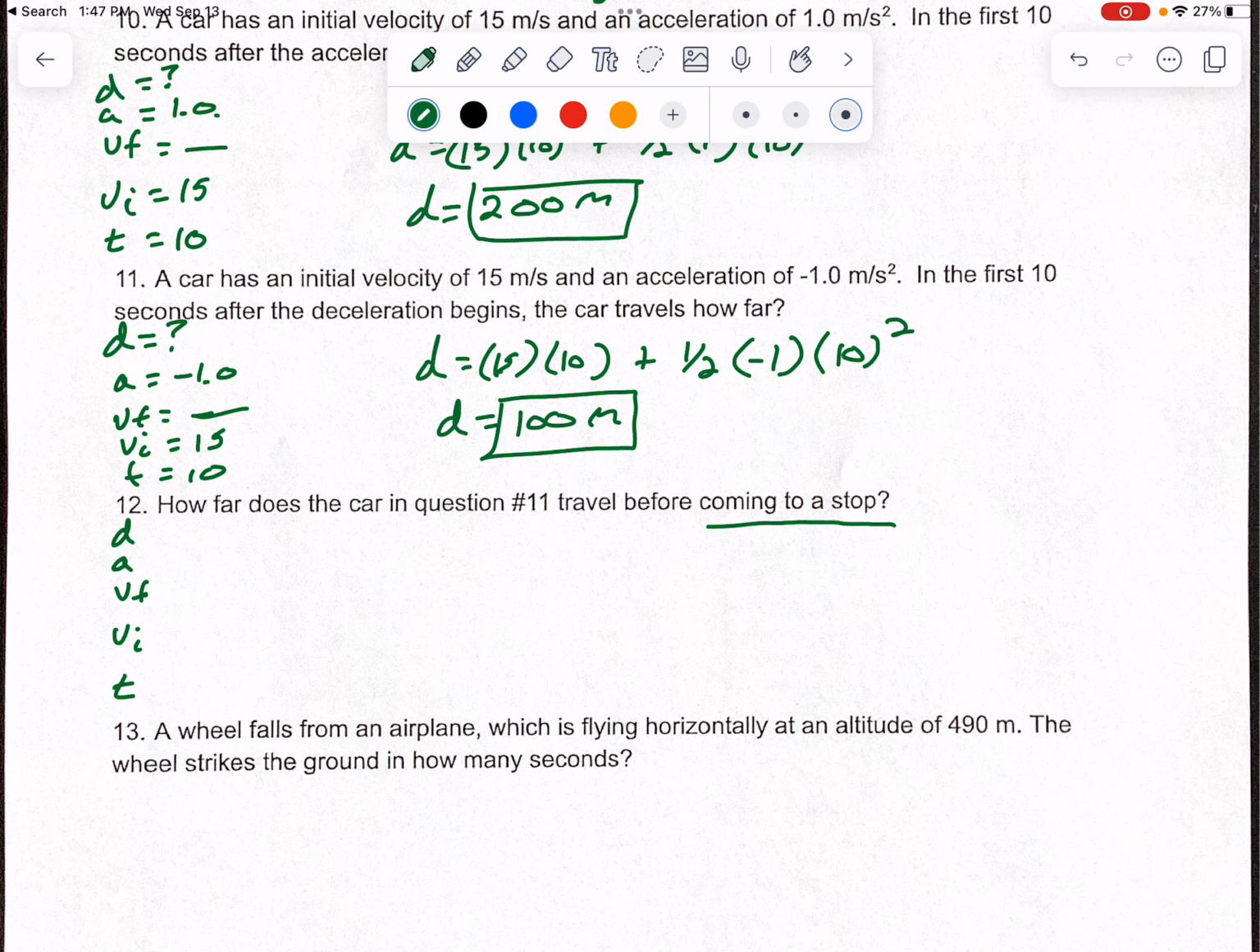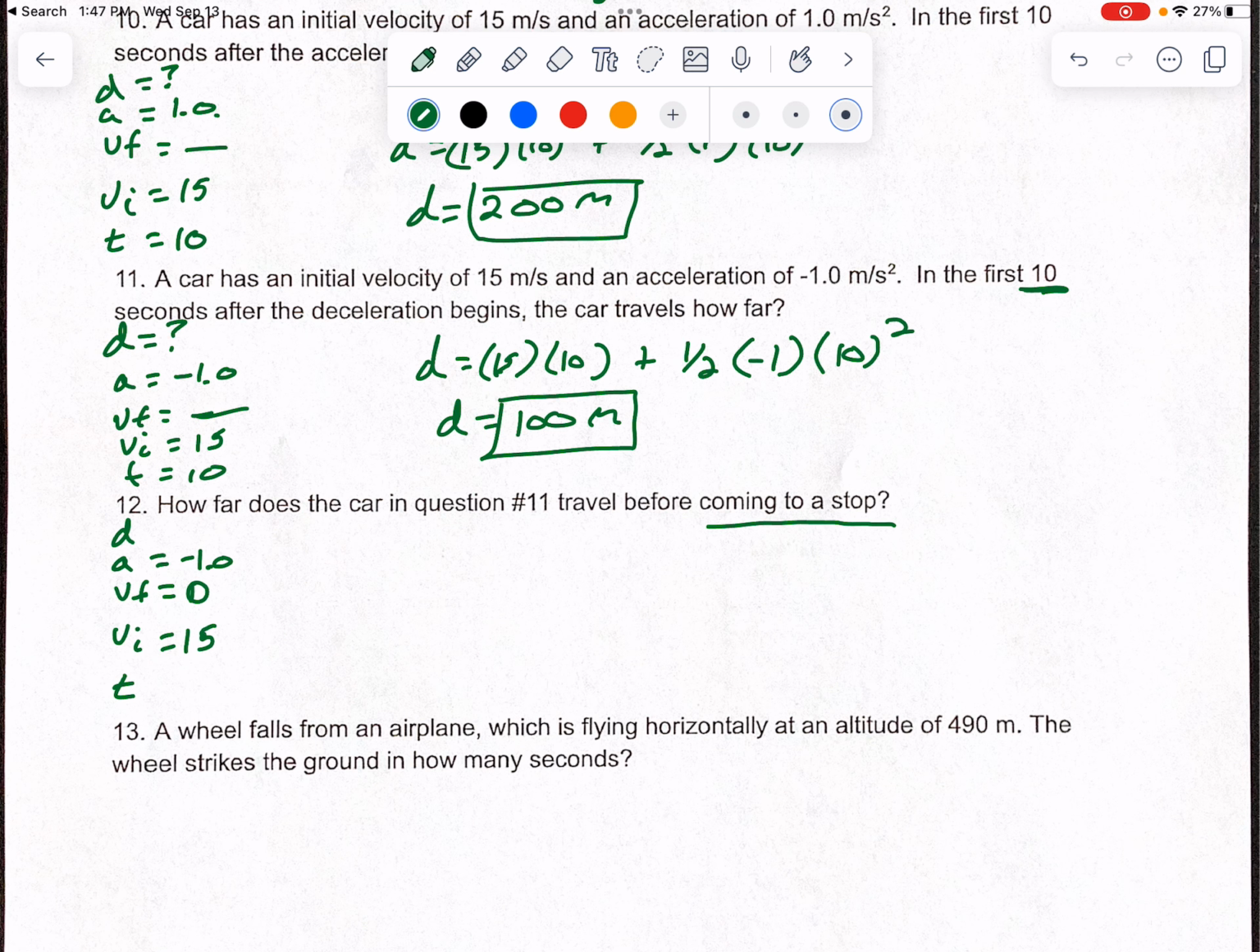Coming to a stop means your final velocity is going to be 0 now. Okay, so we're still going to use the things they gave us. So we still have an initial velocity of 15. I still have an acceleration of negative 1.0. Okay, now here's the kicker: you cannot use that 10 in number 11, because that just wanted to know how far did it go when it began to decelerate. It didn't say that it stopped. That's just how far when it began to slow down. So we can't assume that 10 seconds is the time it took to stop.